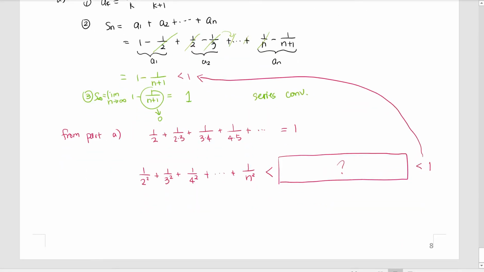Okay, let's compare. So now let's see this guy. 1 over 2 squared, we want to show it's less than some number of this form. But let's look at the denominator. The denominator is 2 squared, right? Well, 2 squared is greater than 2. So this guy is less than 1 over 2, right?